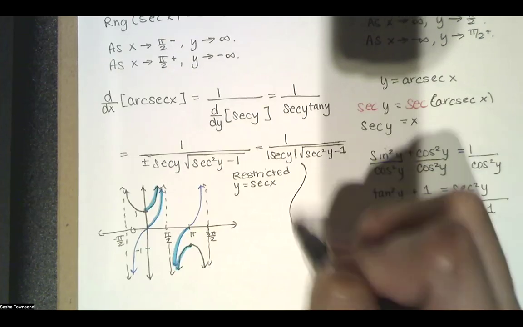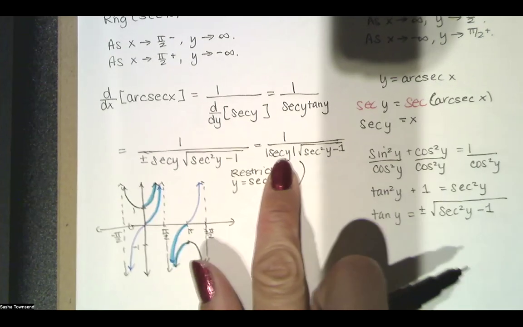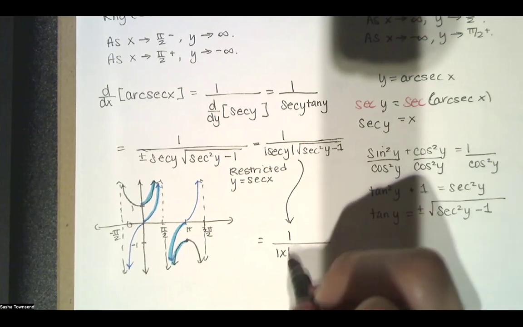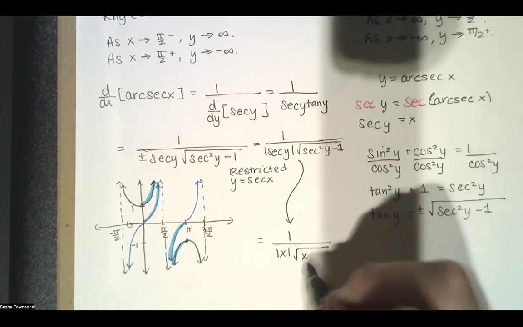And you say, well, what is that in terms of x? Well, what was secant of y in terms of x? Well, it was x, right? So this is 1 divided by the absolute value of x times the square root of x squared minus 1.